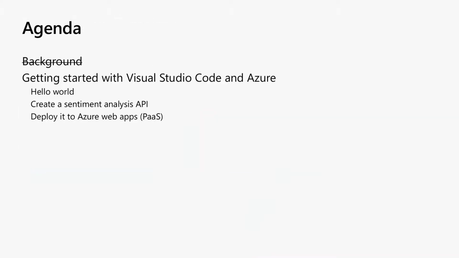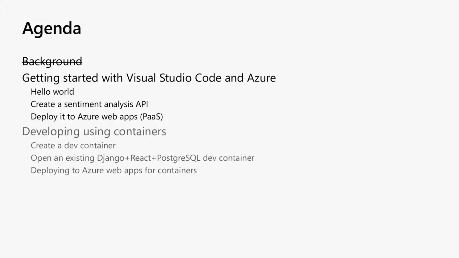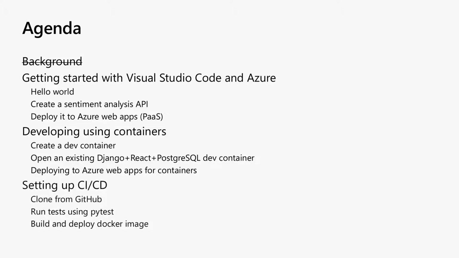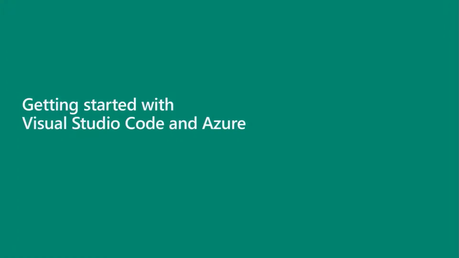So the first part, like I said, we'll do a little bit of hello world, getting started with VS Code, and build that API and deploy it. Then we'll go through the new remote features using dev containers. And we'll open an existing dev container that I have cloned from GitHub, and we'll deploy that. And then finally, like I said, setting up that CI/CD, running some tests, and deploying a Docker image. All right. So let's get started with the first part.